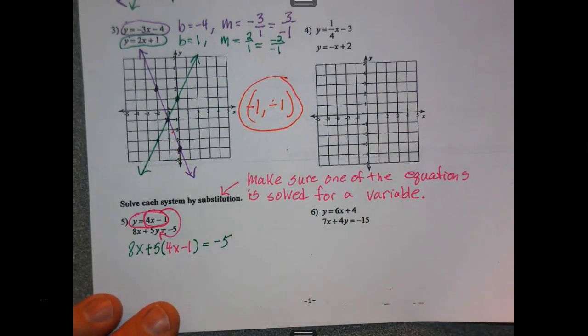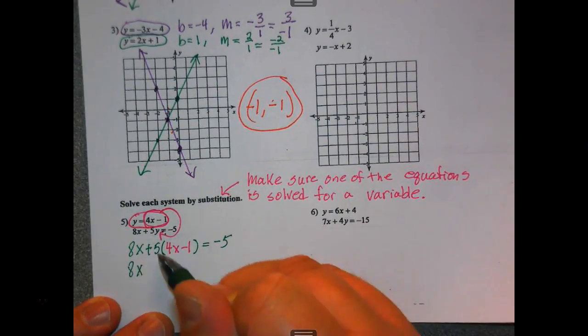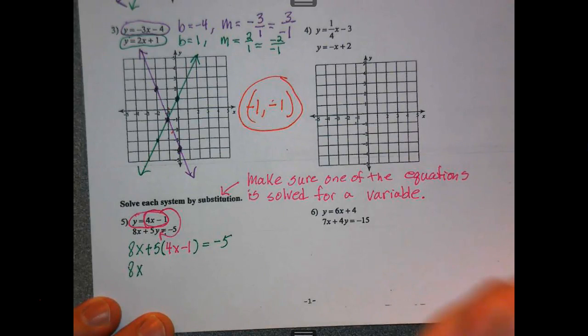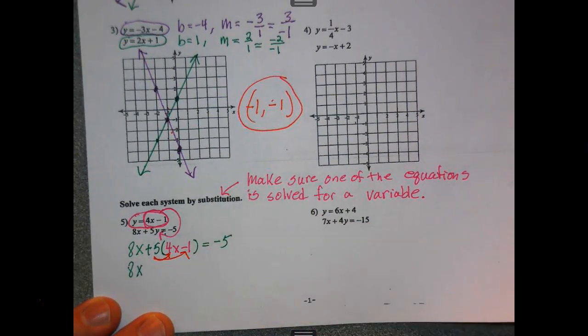Now we're going to solve. Solve for x. 8x. I have to distribute 5 times 4x is 20x.